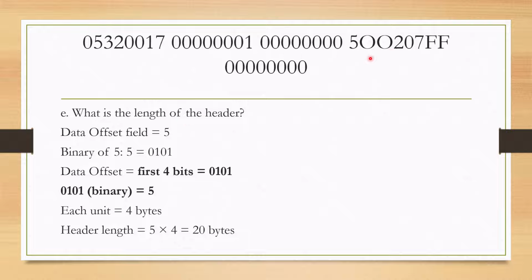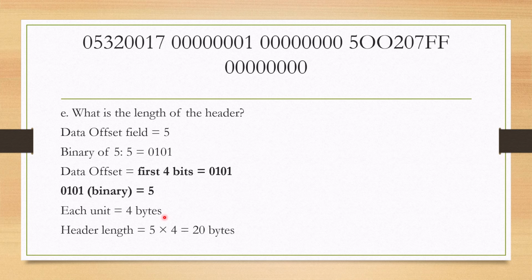We have taken the first digit, that is 5, and we convert it into binary: 0101. These 4 bits represent the data offset, so the data offset is 0101. Now convert the data offset to decimal. After converting, we get 5. So the TCP header length is 5 words, but we need it in bytes, right? One word is equal to 32 bits, or 4 bytes. So the total header length is 5 into 4, that is 20.